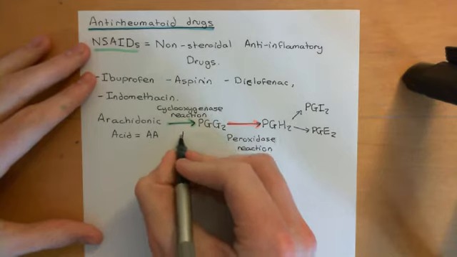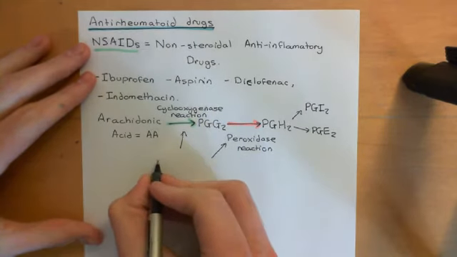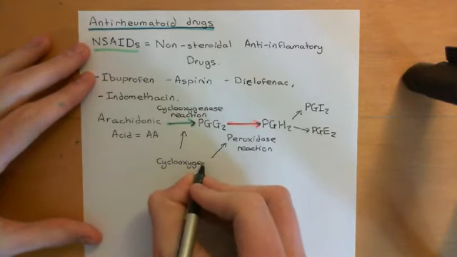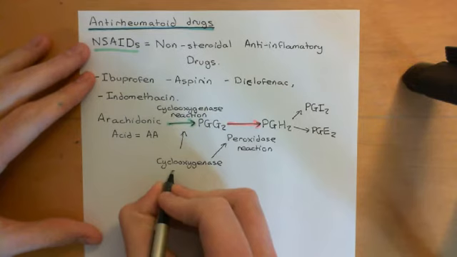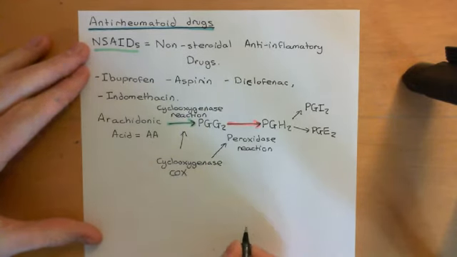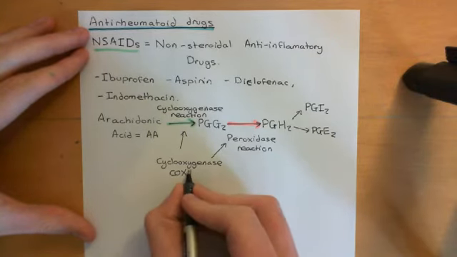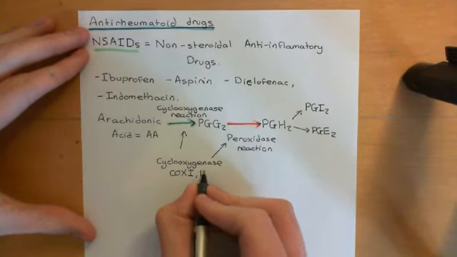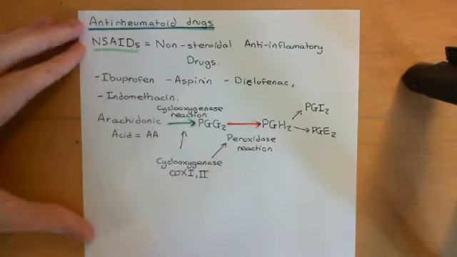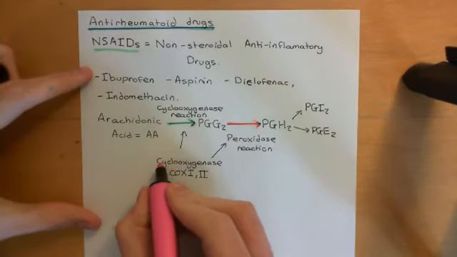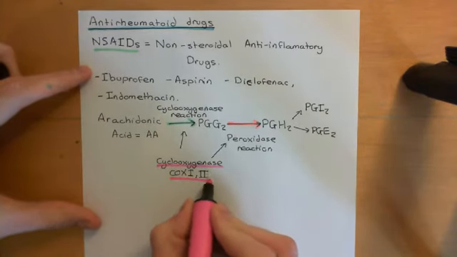So both these reactions here and here are catalyzed by enzymes called cyclooxygenase enzymes. And for short, cyclooxygenase enzymes are called COX enzymes. C for cyclo, ox for oxygenase. And there are two main forms of cyclooxygenase enzymes. There's cyclooxygenase 1 and cyclooxygenase 2, and they're both capable of catalyzing both of these reactions basically, and therefore they're both capable of converting arachidonic acid overall into prostaglandin H2.